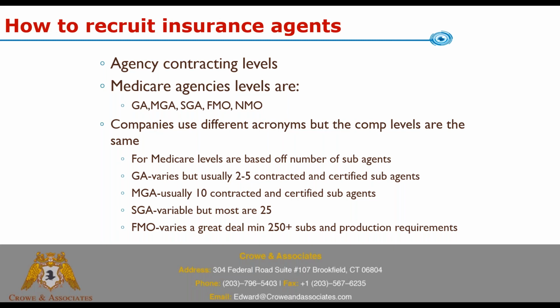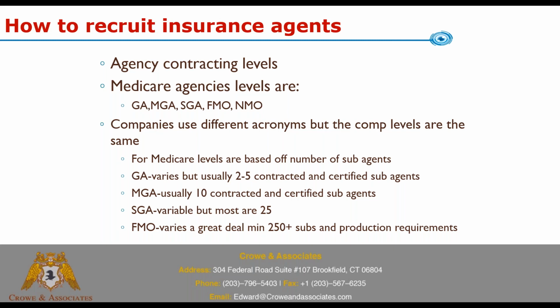So when it comes to Medicare, agency levels are based off numbers of subagents. They don't look at production until you get to much higher levels. So for a GA, usually, and this varies by carrier a bit, but in general, you need to have 2 to 5 subagents, including yourself. So yourself plus 2 to 5 subs, contracted and certified with that company, for the upline to be allowed to put you at a GA level.